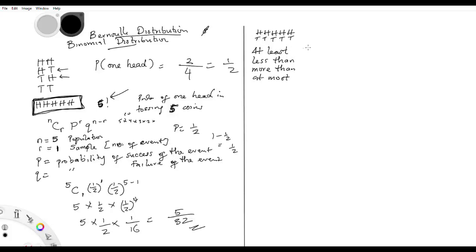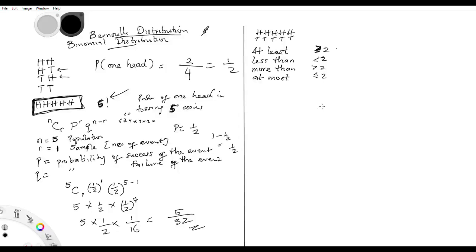If you have at least 2, it means the least should be 2, that means 2, 3, 4, 5 and so on. At least 2 means greater than 1, isn't it? Or greater than or equal to 2, let's put it that way. And less than 2, that one is straightforward. Less than 2 means less than 2, more than 2 means greater than 2. And at most 2 means what? It is 2 or less. I hope you understand that. So these ones are giving a range of values, not just one value.